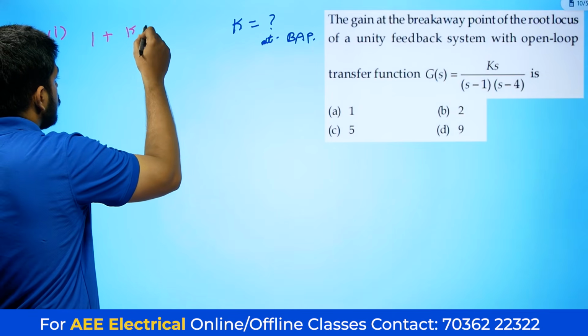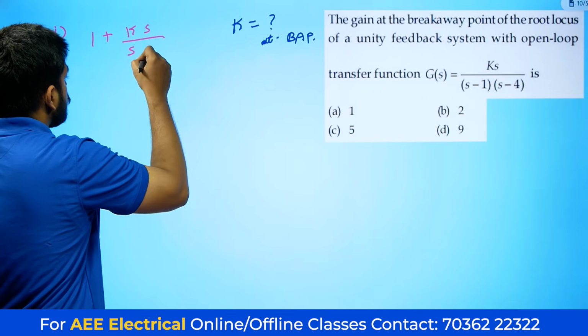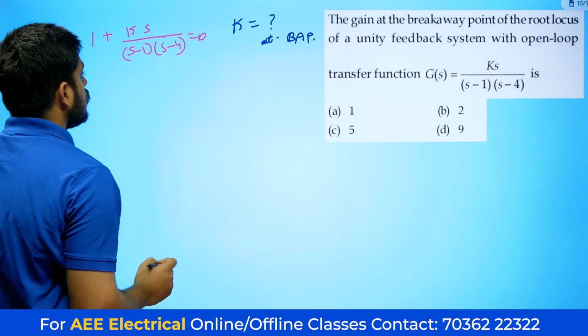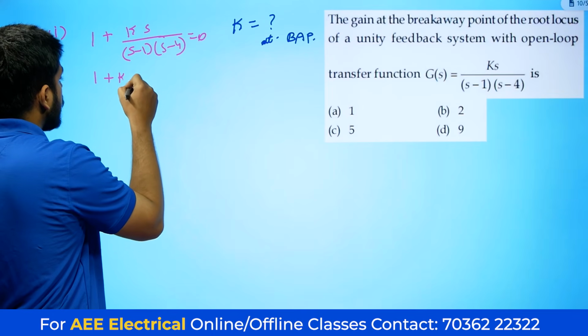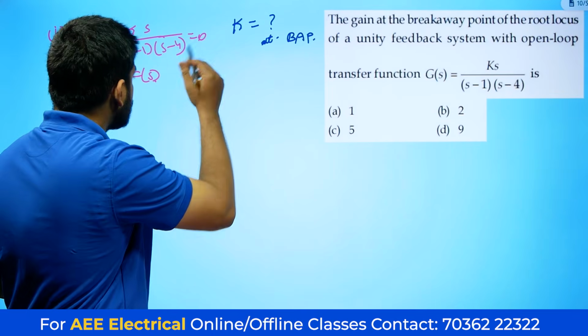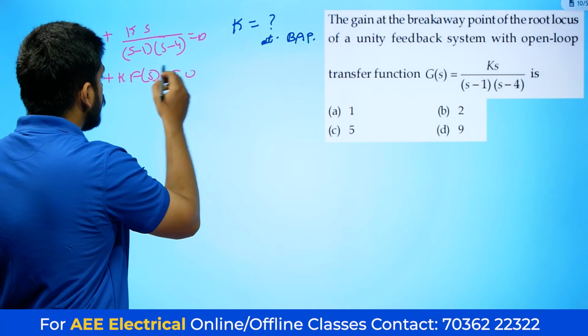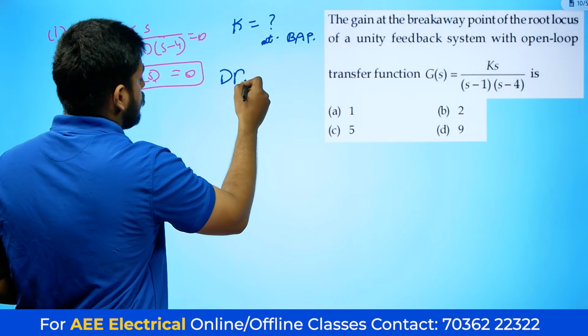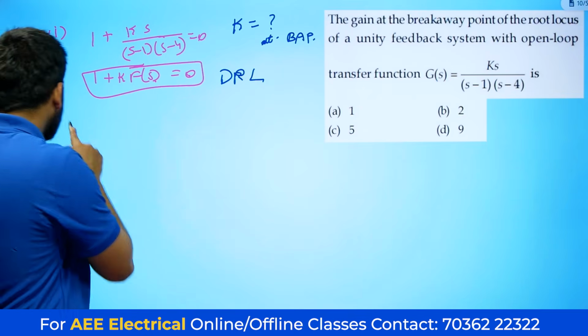1 plus Ks by (S minus 1)(S minus 4) is equal to 0. So it is 1 plus K f of S. What is my f of S? S by (S minus 1)(S minus 4) is equal to 0. So obviously this is the equation of DRL. So my root locus is DRL root locus. Second step.